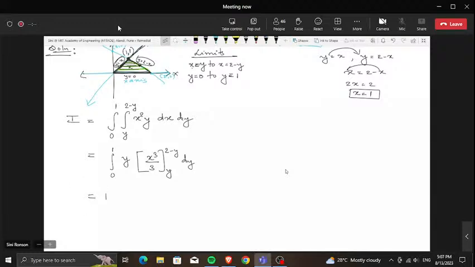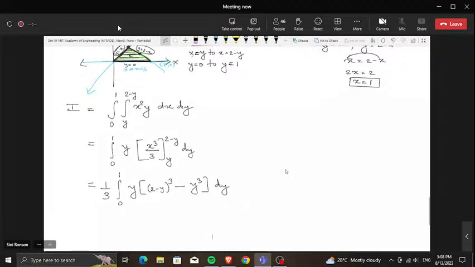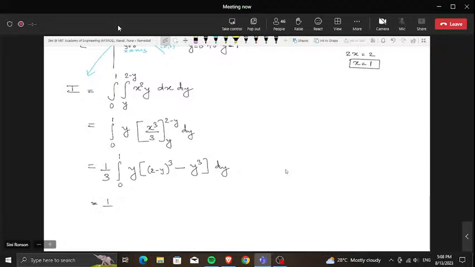So 1 by 3 I am taking common out because it is a constant. 0 to 1, y as it is. And what I have in the bracket is (2 minus y) whole cube, that is the upper limit, minus the lower limit, that is y cube, dy. Okay, now we need to solve this. So how are we going to solve this?